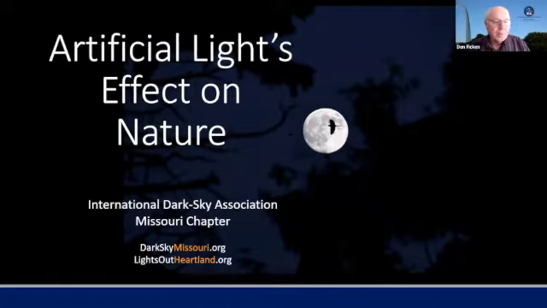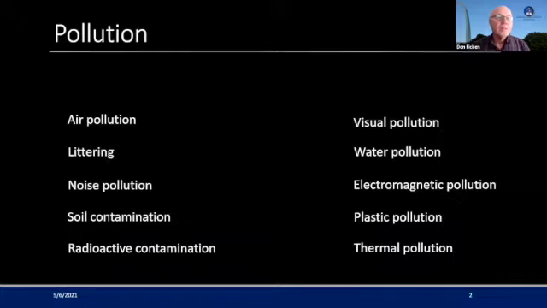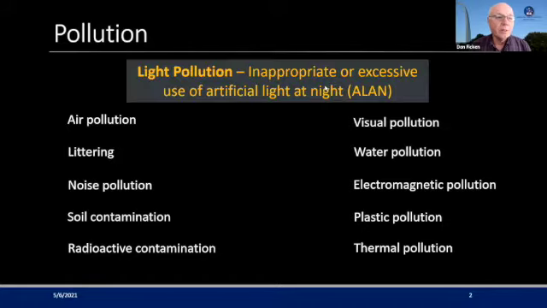So my name is Don Ficken. I'm president of the International Dark Sky Association. I'm glad to talk with you today a little bit about artificial light's effect on nature. One of the things that a lot of us have thought about over the years is the issue of pollution. Air pollution obviously has been a big one, soil pollution and water pollution. But it wasn't really until just recently that people started thinking about a thing called light pollution, which is nothing more than the inappropriate or excess use of artificial light at night.